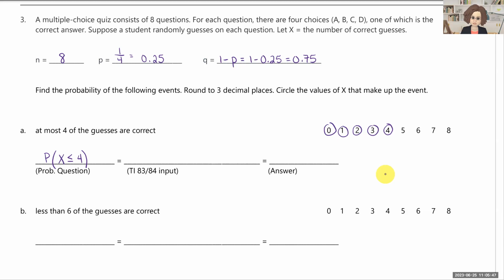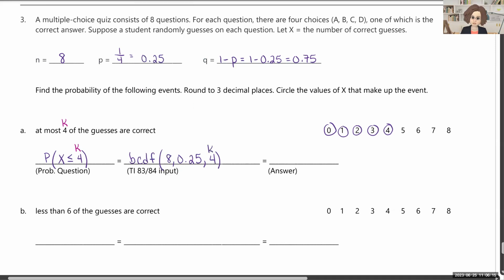So in that case, we use our binomial CDF, which will add those individual probabilities for us. And then we enter N, P, and K. So again, if you'd like to use this convention using K, so at most K, we have our value K as our input into our binomial CDF.